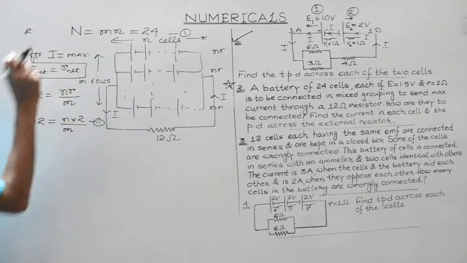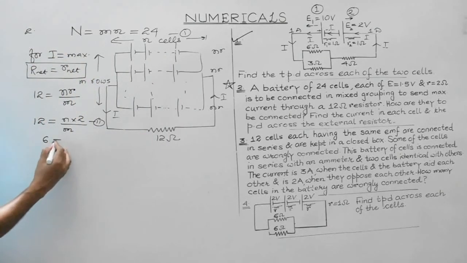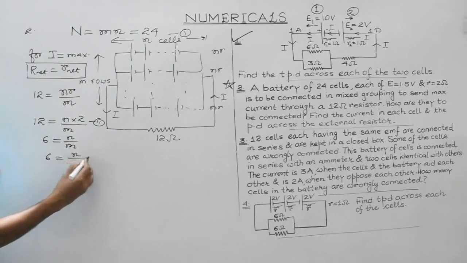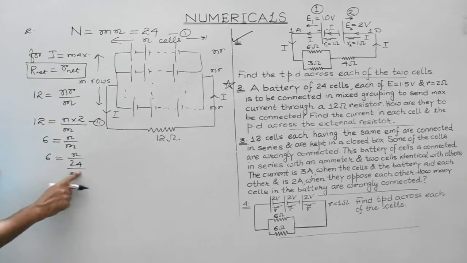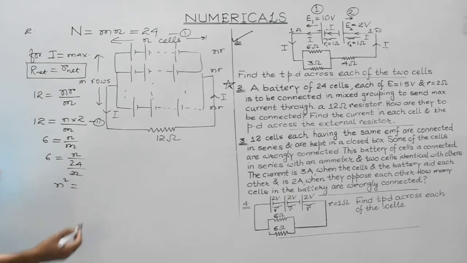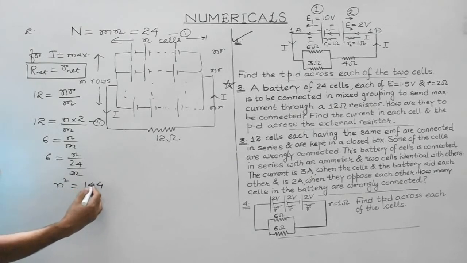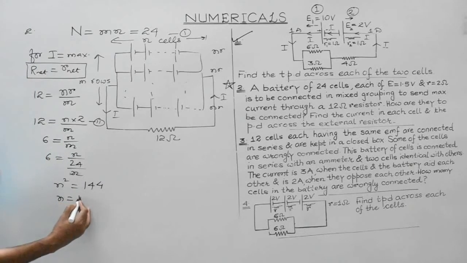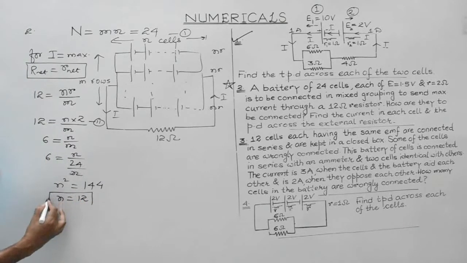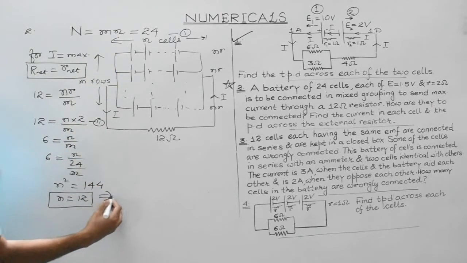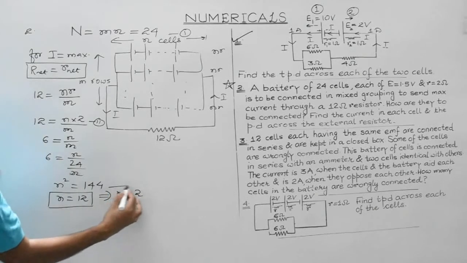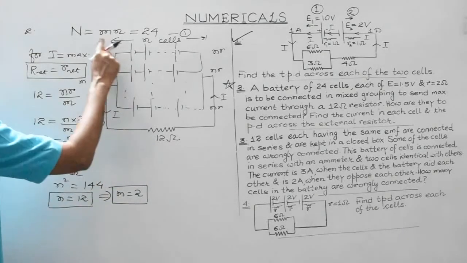Let's try it. So over here, what you get is 6 is equal to N by M. Now you can substitute the value of M as 24 by N. So N in place of M, you can write 24 by N. So what you get is N square is equal to 144, or N is equal to 12. So if N is equal to 12, which implies that M should be equal to 2, because their product is equal to 24, isn't it?